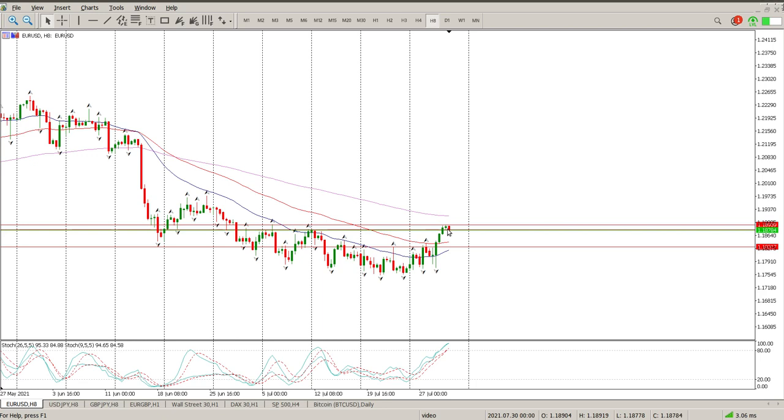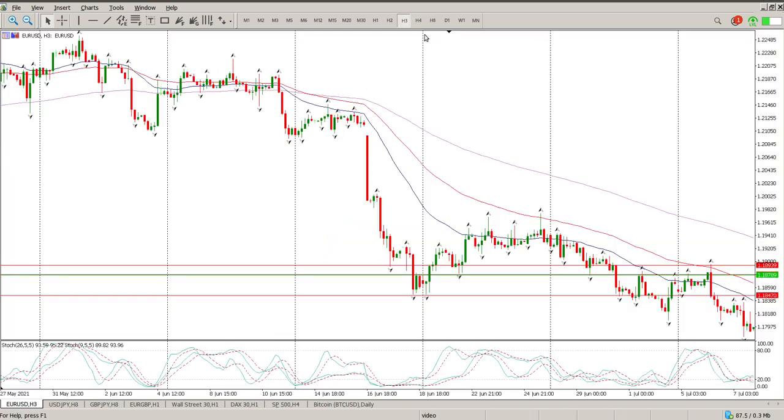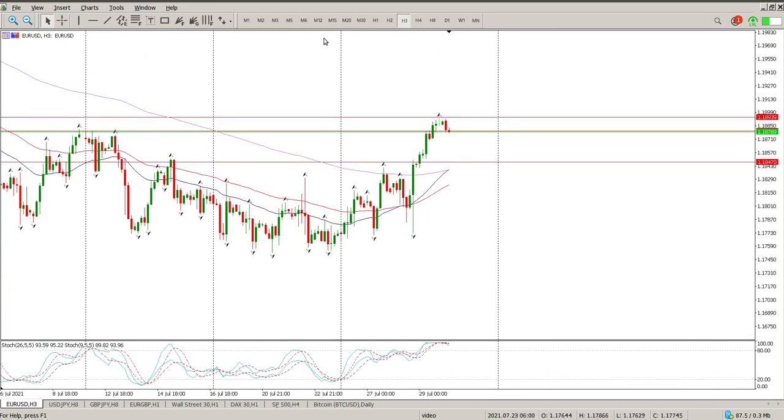We do have a bit of a sell-off happening here. But I suspect more than likely it's going to be a move to test one of the breakouts that have happened, and I think this is the most logical one here, which is 118.470.